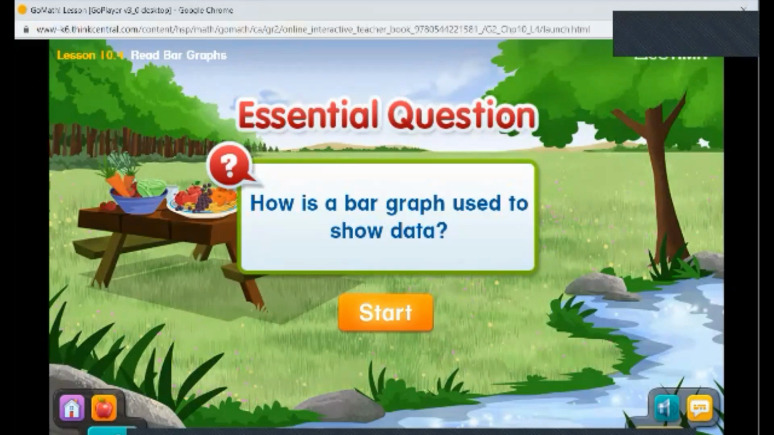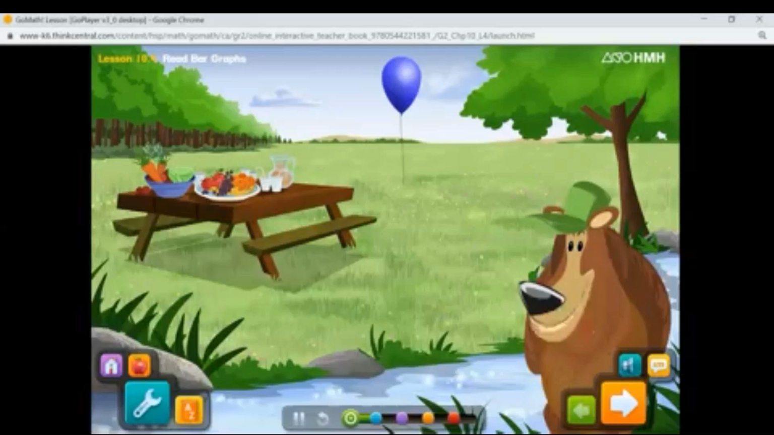Well, hi, how are you? It's a beautiful day in the woodland. A really fun party just ended a few minutes ago. Oh, look, the kids left something behind. Click the picnic table to see what's going on.